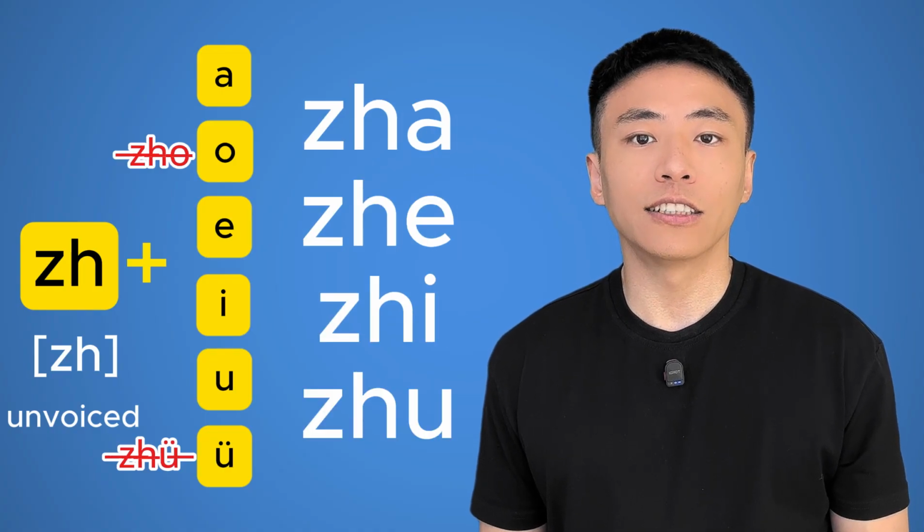Jia, zhe, zhi, zhu. Now let's move on to our next curl tongue initial. Ch. Repeat after me. Ch, ch. In Chinese syllables, ch sounds like ch, with a stronger pop of air, making it more aspirated. Let's try some syllables with ch.